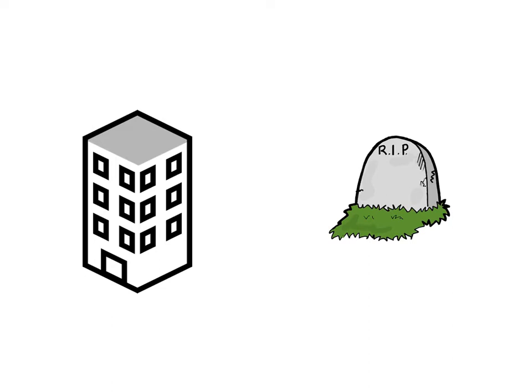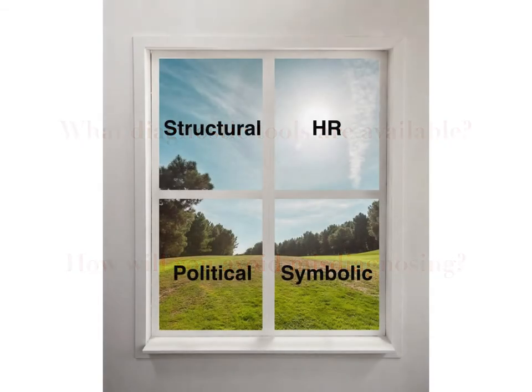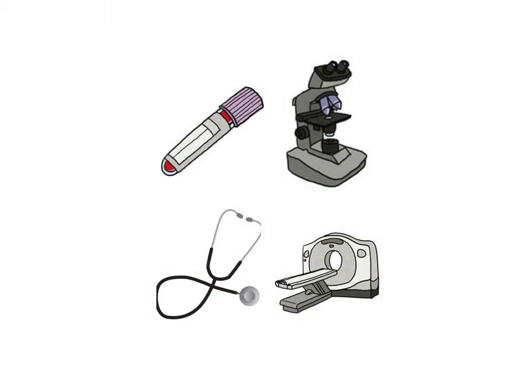Two important questions should come to mind. What diagnostic tools are available to help you diagnose the organization, and how will you avoid misdiagnosing? In their book, Reframing Organizations, Bolman and Deal suggest that you need to view the organization from 4 different perspectives to really understand what's going on. They call these 4 frames, and you can think of them as 4 diagnostic tools. Just as a doctor has tools to aid diagnosis, so do you. And just as doctors must learn to interpret test results, you must learn to use each frame.